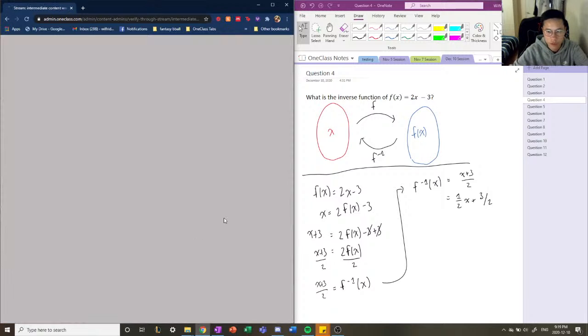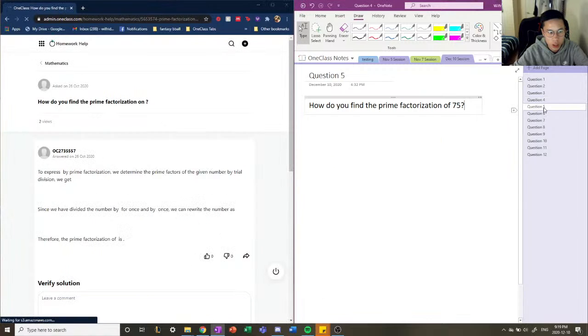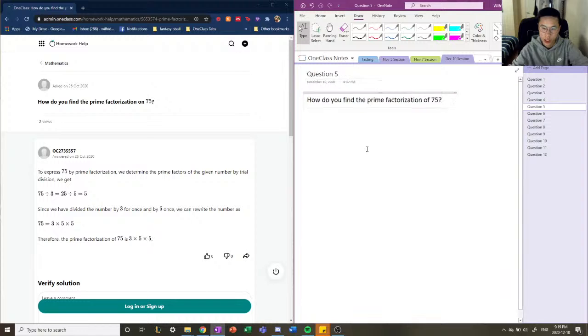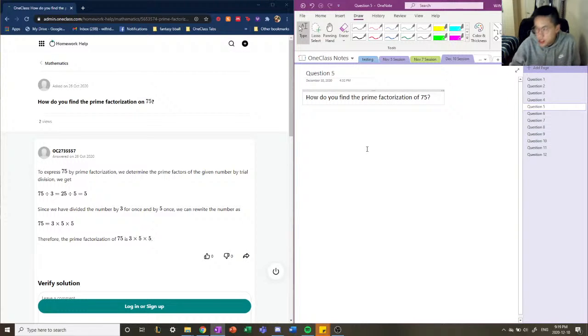All right, moving along to question number 5. How do you find the prime factorization of 75? So what is a factorization, first of all? We need to talk about what factors are.